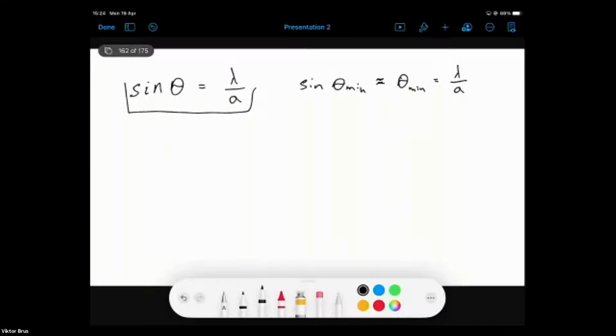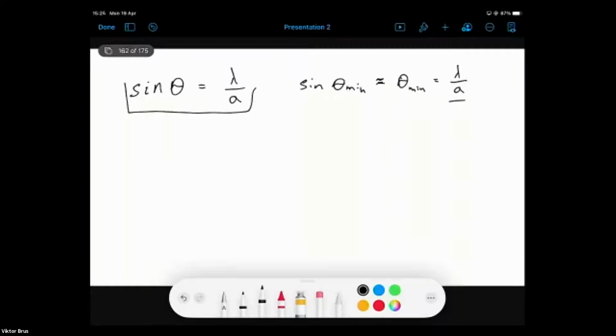And if this condition will not be satisfied, if this angular distance between two objects will be smaller than given by this ratio, lambda divided by a, then they will appear in the image as just a single point, which doesn't bring any information about the structure of the system of bodies in the observation.